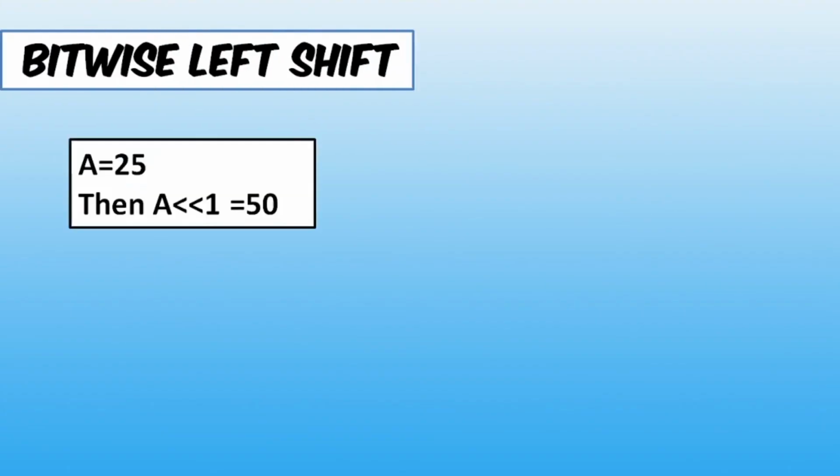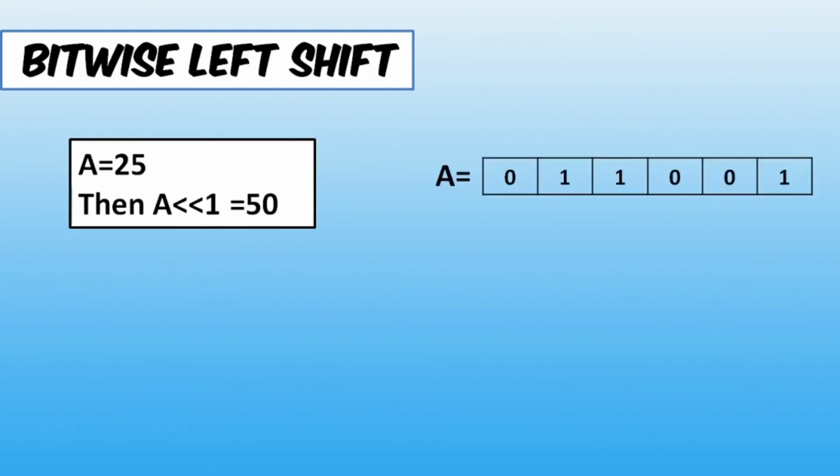Now the bitwise left shift operator. We have a equals 25. Then a left shift 1 will be 50. This will also convert a equals 25 to its respective binary bits, that is a equals 11001. I have only taken the limited bits. So what will a left shift 1 be then?